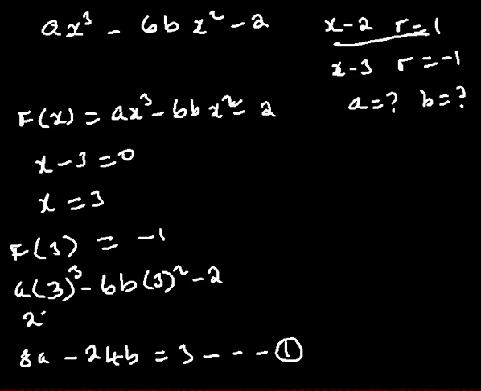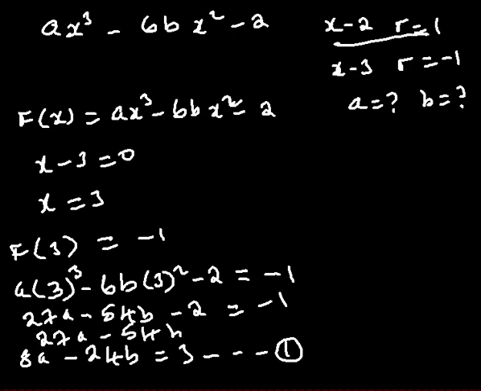And we have 27a and minus, now that is 9 times 6. What do you think is 9 times 6? So we have 9 times 6, that is 54. So we have 54b. And by the way, we should have it equal to the remainder, which is negative 1. Minus 2 is equal to negative 1. So in this case, we'll have 27a minus 54b, which is equal to 1. So this is equation 2.